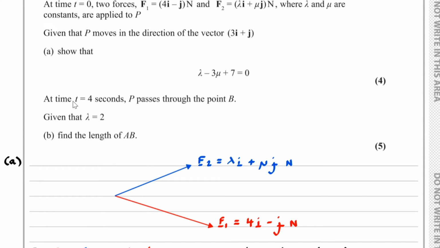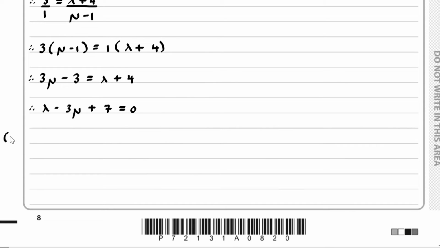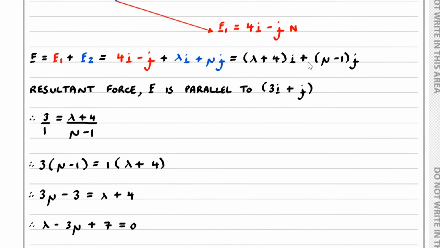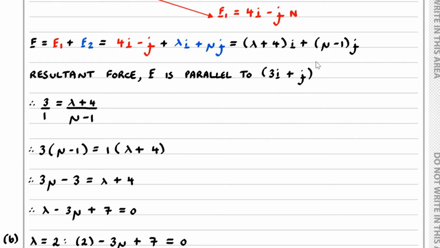Now, at time t equals 4 seconds, P passes through the point B. Given that lambda is 2, we have to find the length of AB. Well, for part B, knowing that lambda is equal to 2, with this we can find out what mu is. We have 2 minus 3 mu plus 7 equals 0, and solving we would find mu is equal to 3. And with this, we can now find out what the resultant force F is.